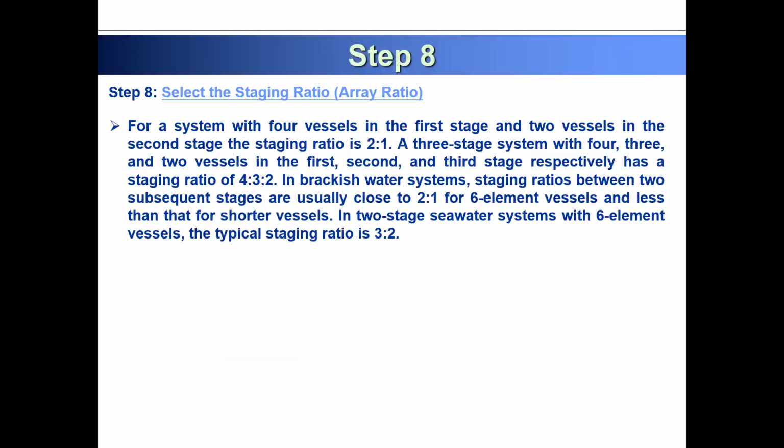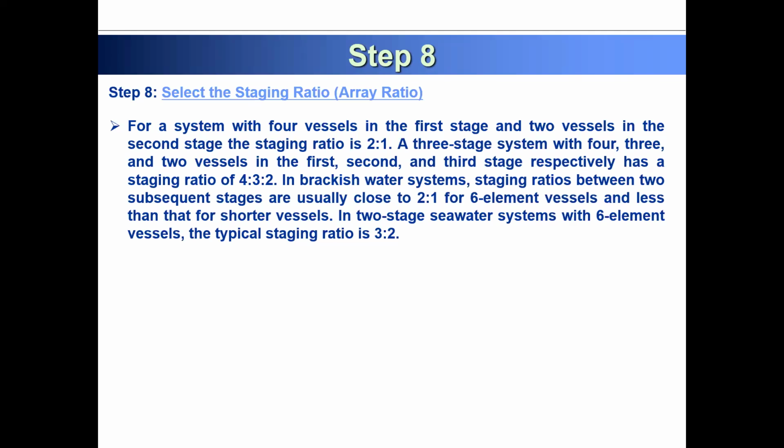So number 8, select the staging ratio. I already mentioned this one briefly. For a system with 4 buses in the first stage and 2 buses in the second stage, the staging ratio is the 2-to-1 ratio. We can select a 3-stage system with 4, 3, 2 buses in the first, second, and third stage respectively, with a staging ratio of 4, 3, 2.